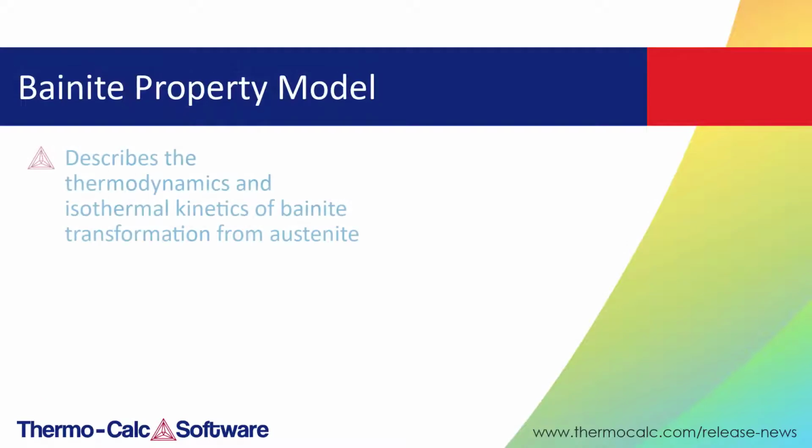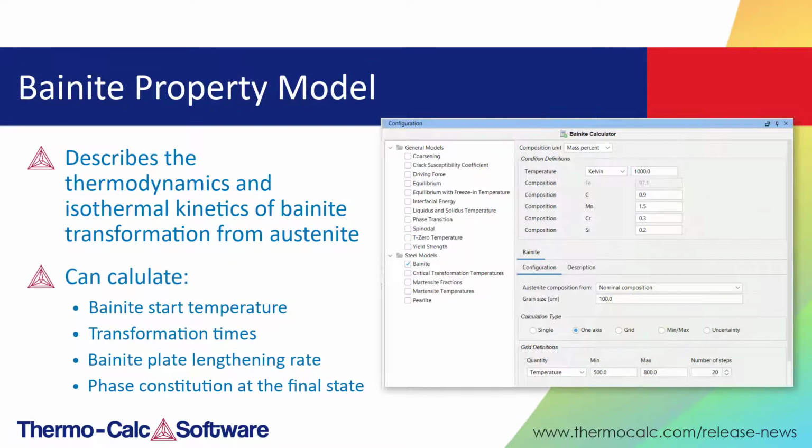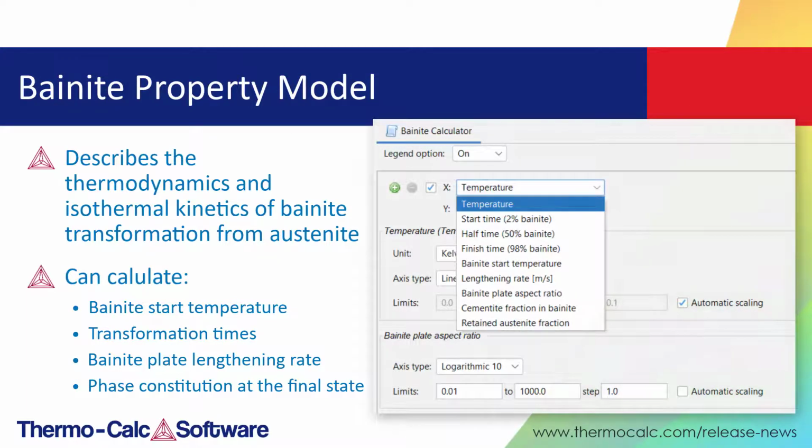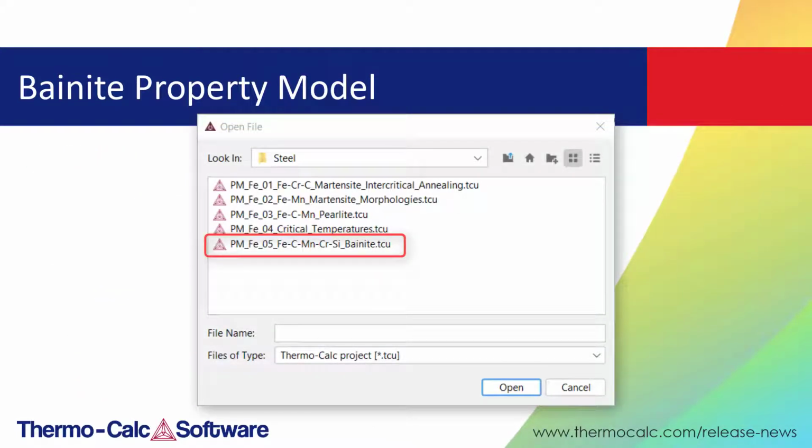ThermoCalc 2021A introduces a Bainite model for the Steel Model Library. The Bainite model describes the thermodynamics and isothermal kinetics of Bainite transformation from austenite. This model can calculate Bainite start temperature, transformation times, Bainite plate lengthening rate, and phase constitution at the final state. This release includes 1 new example to help users get started working with this new model.